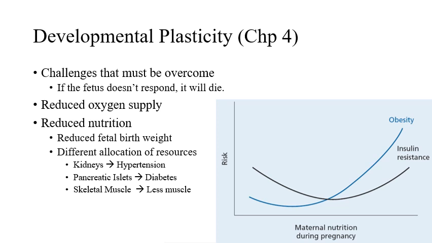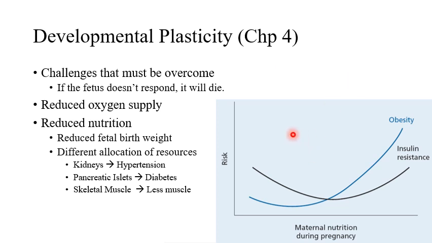And so what the body tends to do is it'll sacrifice kidney development, which causes an increased risk of hypertension. It'll also sacrifice pancreas beta cell production, which has an increased risk of diabetes. And then last but not least, decreased skeletal muscle development, which just generally, less muscle mass is a disadvantage in basically every species. You want to be as big and strong as you can, right?